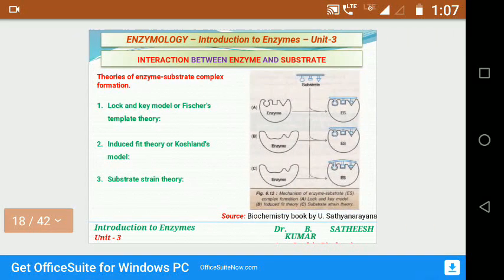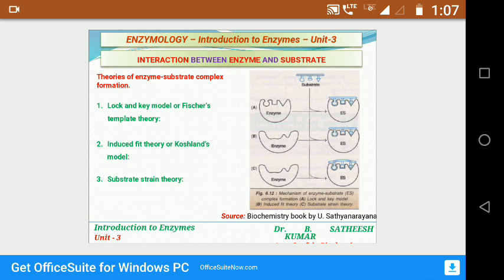In the lock and key model, what happens? Every lock has a specific key. That means a specific key always fits into a specific lock only. One key doesn't fit in another lock. So a key is always specific to a lock and a lock is specific to a key. That means the key and lock are both pre-shaped. They already have a specific rigid shape. That is why the key fits into the lock.